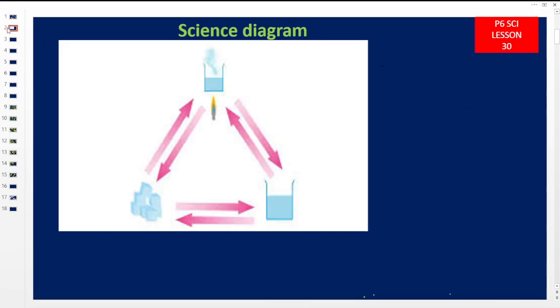Today we are going to discuss what we call changes in the states of matter. Remember we said matter is anything that has weight and occupies space, and we said, why is carbon dioxide called matter?